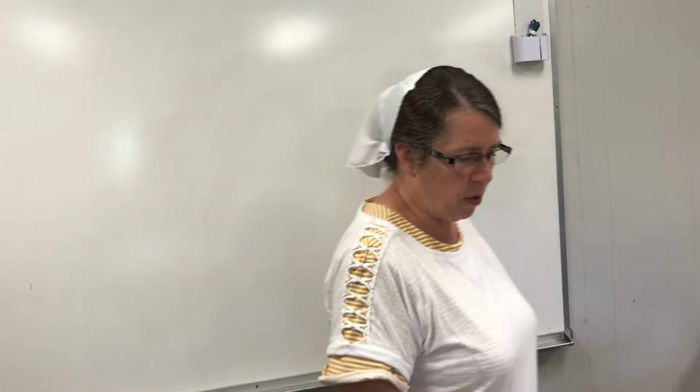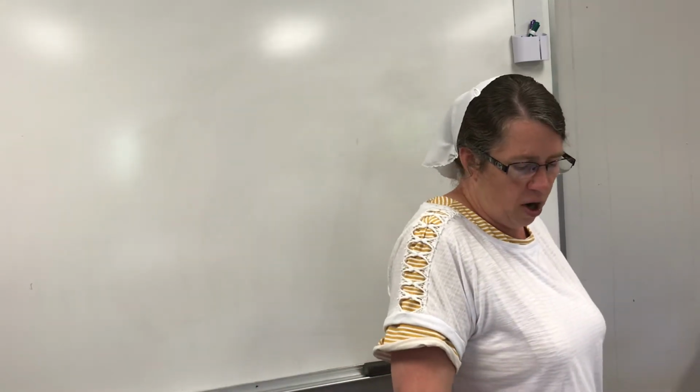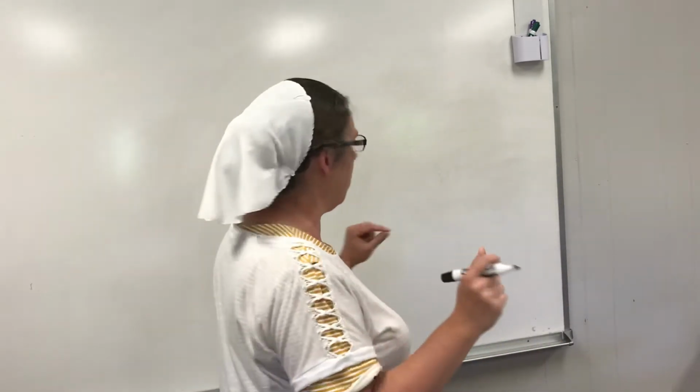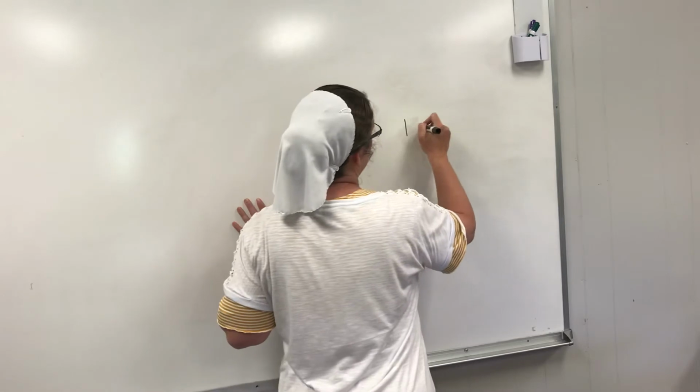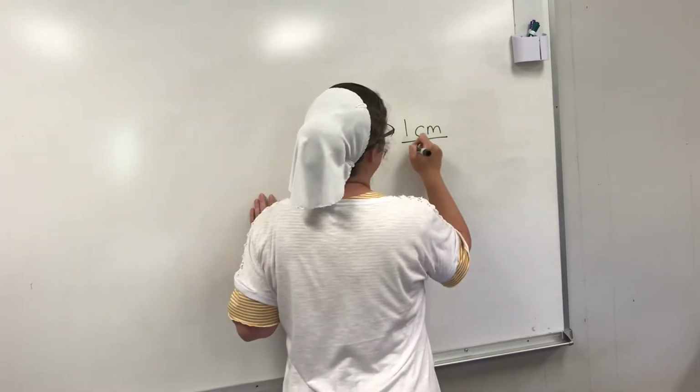Let's look at some that they give us. They give us a drawing of a light bulb. Answer the questions about the drawing. Use proportions to solve. So our scale is 1 centimeter is to 3 centimeters. You see, that's the scale on the bottom of that light bulb. 1 centimeter to 3 centimeters.